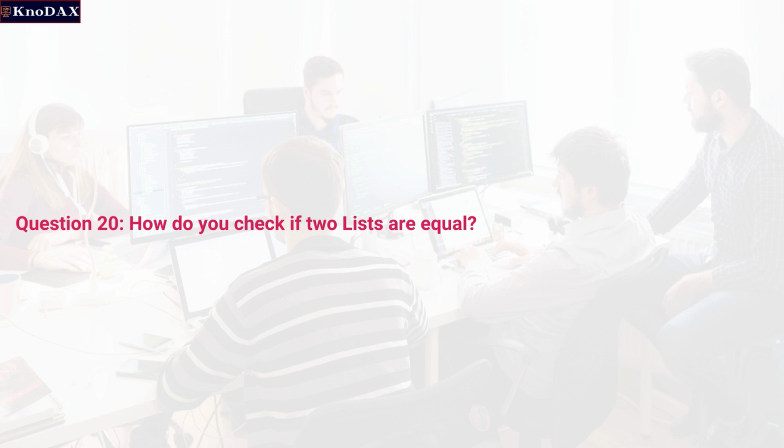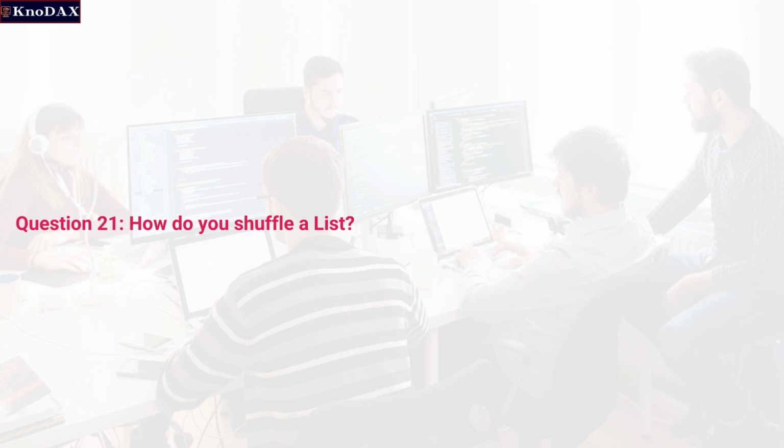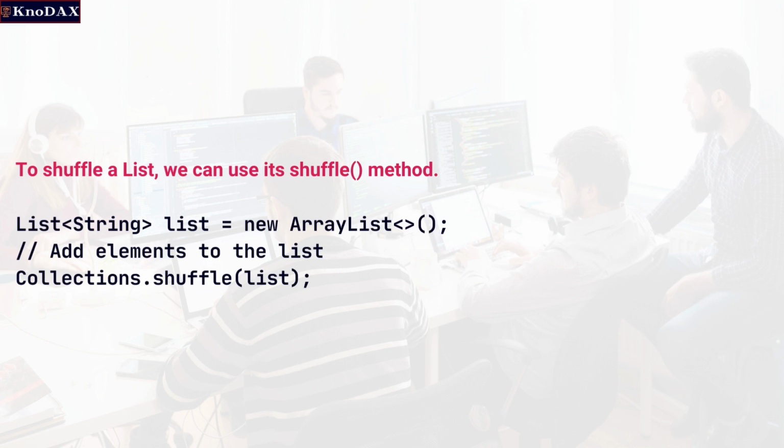How do you check if two lists are equal? To check if two lists are equal, we can use its equals method. How do you shuffle a list? To shuffle a list, we can use its shuffle method.